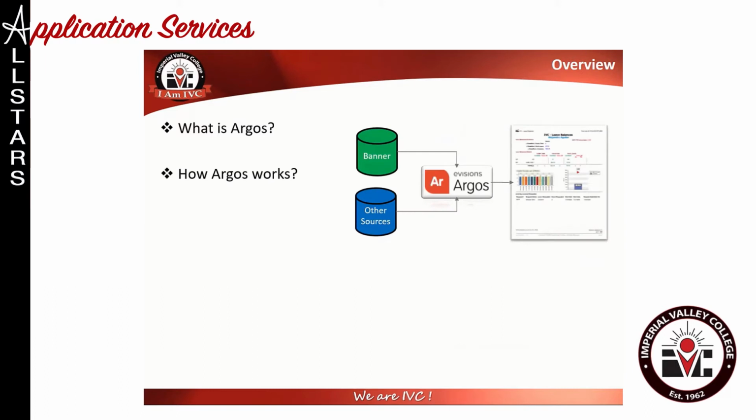How Argos works: mainly we get information from Banner. Probably 90% of the Argos reports are coming from information in Banner, but we also can report from different data sources. And when you run a report from Argos, it will pull the information real time and produce the well-formatted reports.